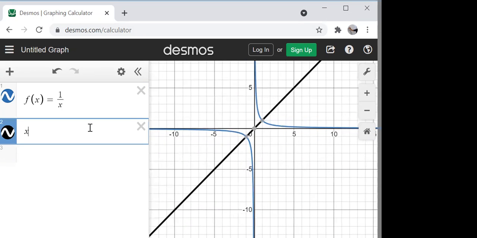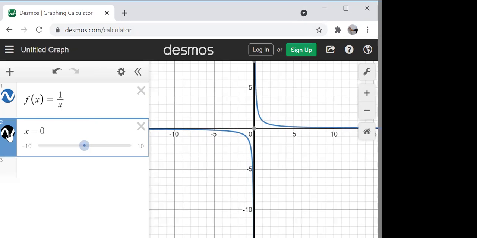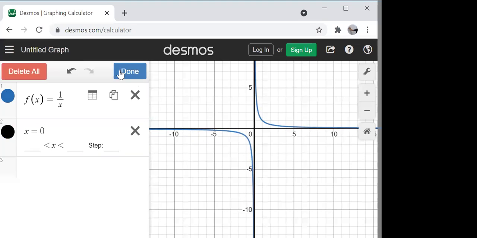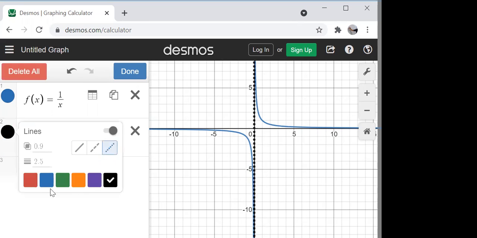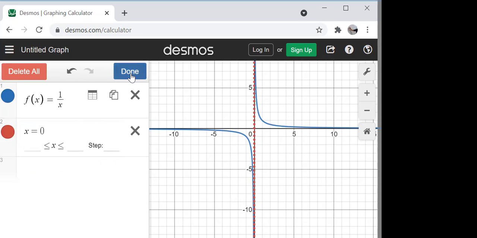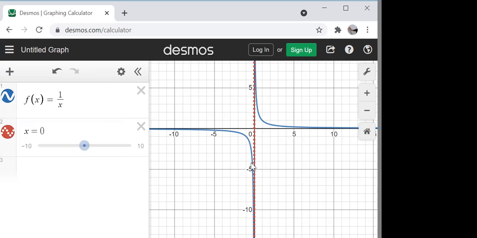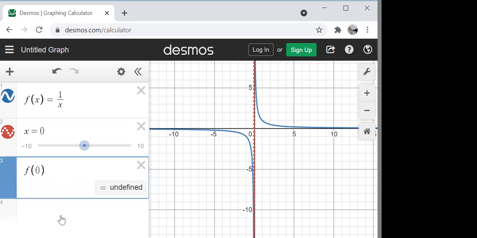So I'm going to put in x equals 0, in the format of the dotted line in red. Okay. So you can see nothing happened in the middle there. There are two pieces of the graph. And we are going to find out, okay, what if I put in the function as 0? It's undefined. So it's confirmed for you that nothing happened there.